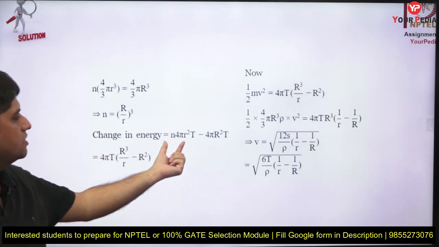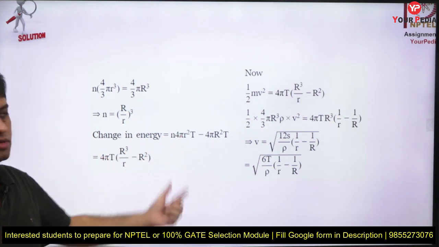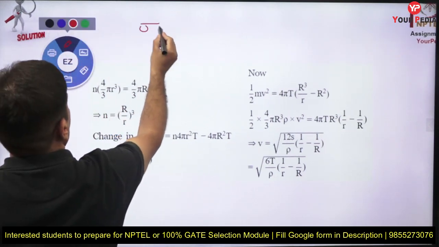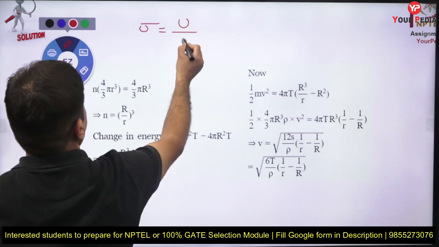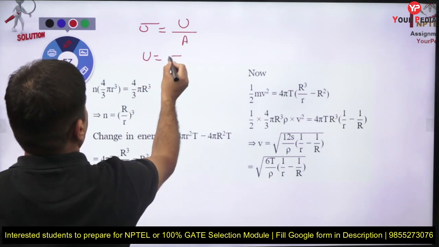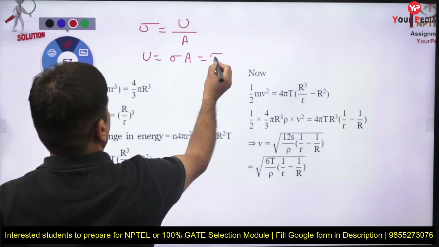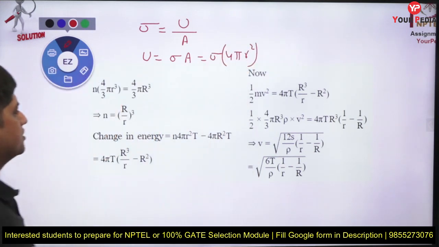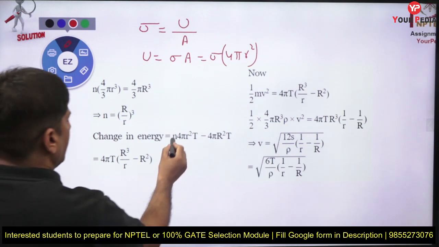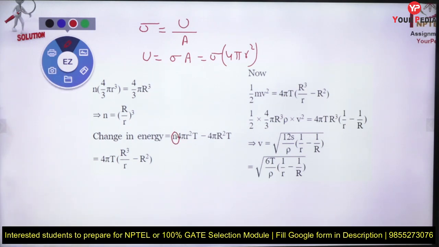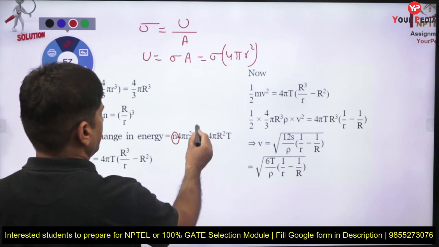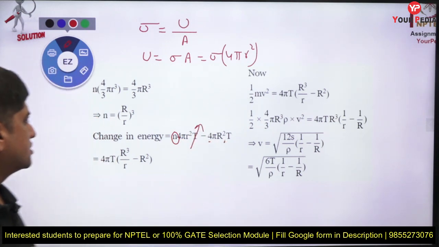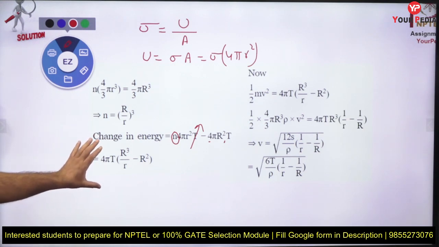What is the surface energy? We defined surface tension as surface energy per unit surface area. So what is surface energy? Sigma into surface area. And what is surface area? 4 pi r square. So a small droplet will have this area. But what if there are n small droplets? N into 4 pi r square, and surface tension is written as T. And when it is a big drop, what is the energy? This is the energy. So this is the change in energy.